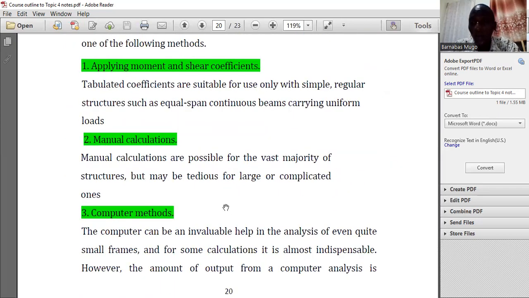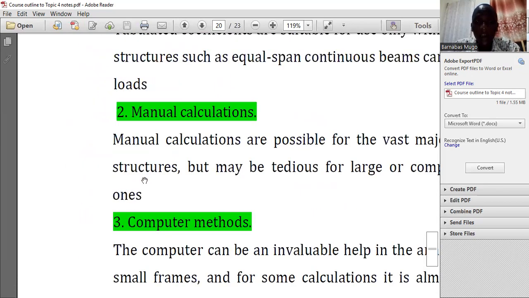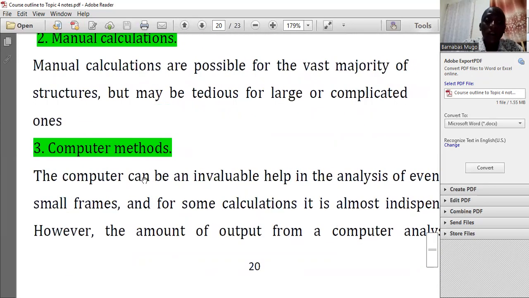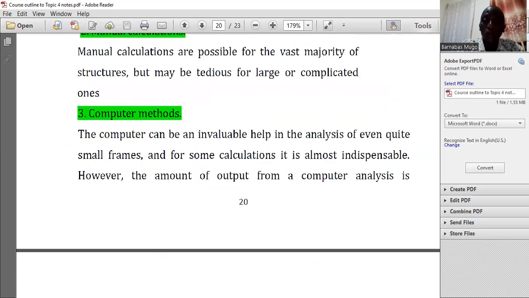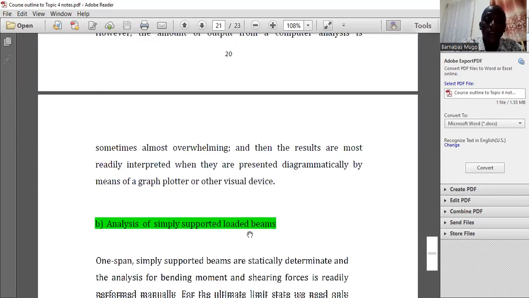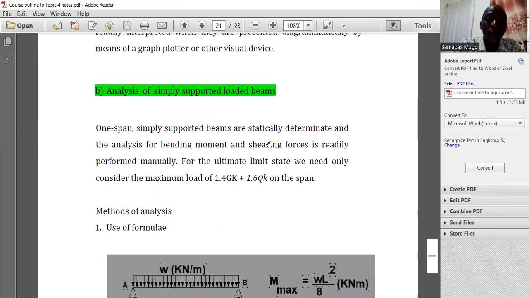In most cases, although it is tedious, we need to do the manual calculations. But in most cases, when we are designing, we use the computer for analysis.